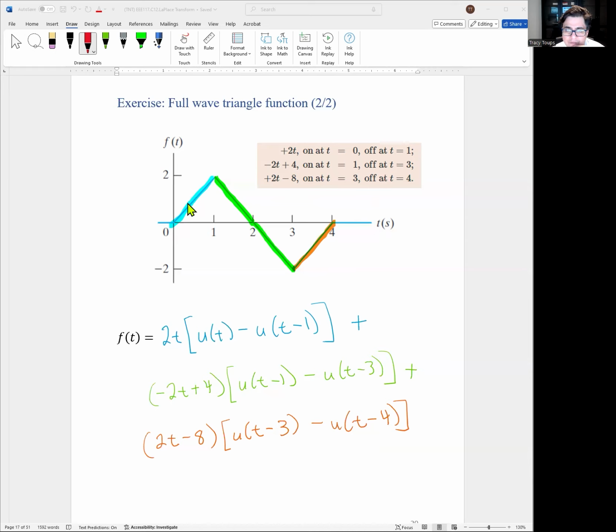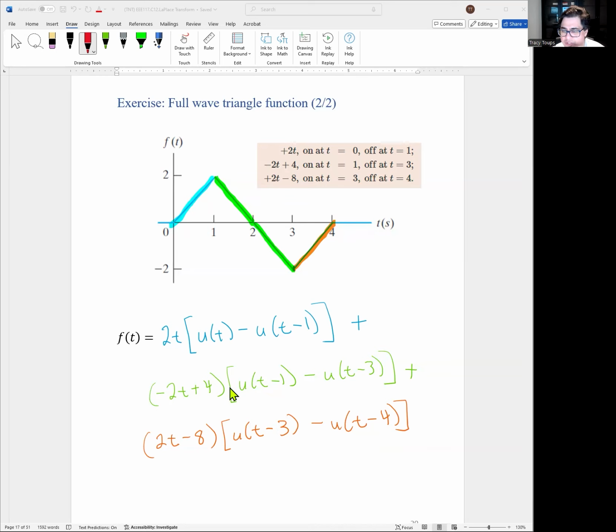So first off, we have from 0 to 1. We have u of t, which is starting on at 0, minus u of t minus 1. So we turn off at 1, and that is a slope of 2t. Next, we have a slope of negative 2t plus 4. That's the green part. It's from 1 to 3.